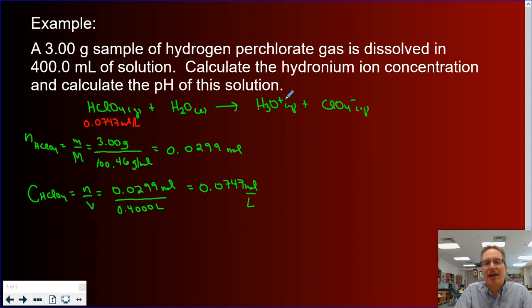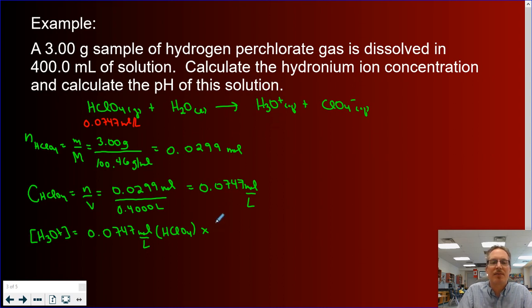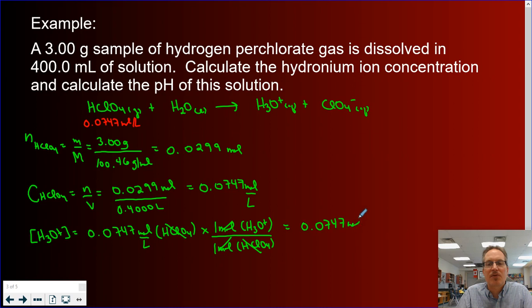If I know the concentration here, I can find the concentration of the hydronium ion, and that's going to answer my first question. So to find the concentration of hydronium, take the concentration you know, 0.0747 moles per liter of HClO4. And this is, again, when we play our little game of leapfrog: I'm going to multiply by 1 mole of hydronium, and I'm going to leapfrog back and divide by 1 mole of HClO4. So moles cancel, perchlorate ion cancels, so I'm going to be left with 0.0747 moles per liter.